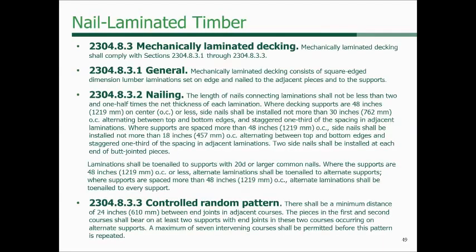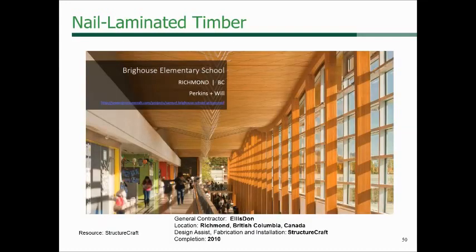And it's also covered in the IBC under section 2304.8.3, all the way down, covered under the mechanically laminated decking. And it gives you some provisions related to the nailing, minimum nailing requirements, the layout patterns, and how they're supposed to be supported, all covered under the nail laminated or mechanically laminated decking. And there are some minimum size requirements as well. Now, this gives you an example of what nail-laminated timber is.